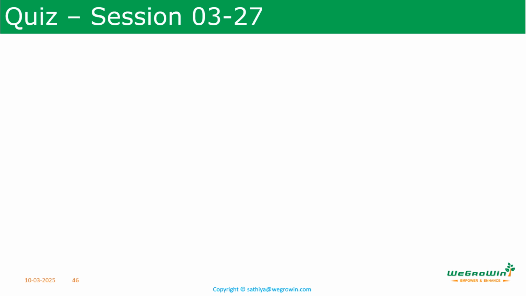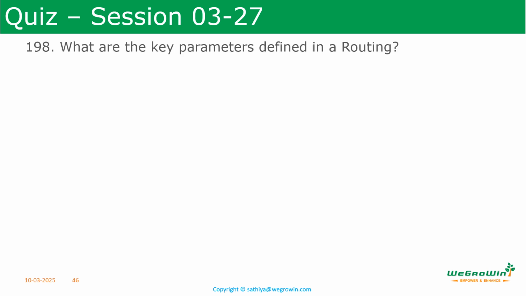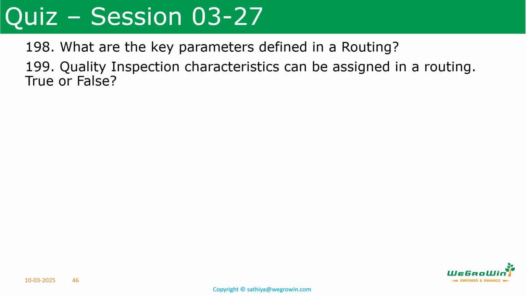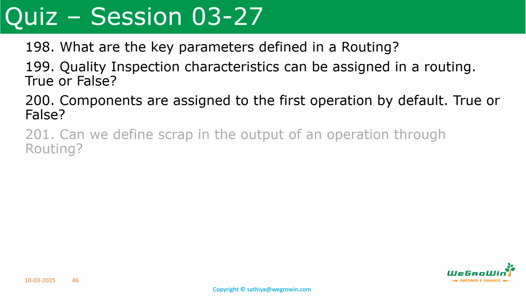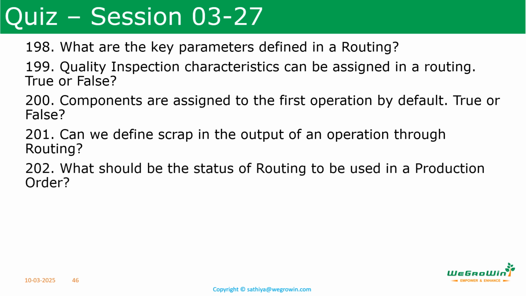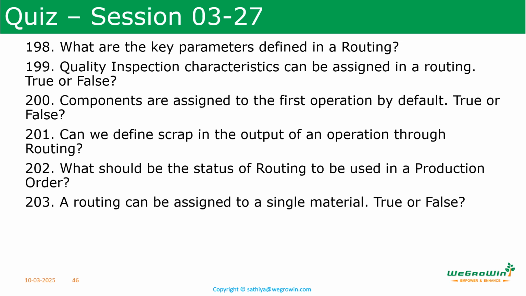Now to ensure our understanding of the current session, let us have some quiz. Please go through and find out the answers for them. Answers will be discussed in the next session. What are the key parameters defined in a routing? Quality inspection characteristics can be designed in a routing, true or false. Components are assigned to the first operation by default, true or false. Can we define scrap in the output of an operation through routing? What will be the status of a routing to be used in a production order? A routing can be assigned to a single material, true or false.